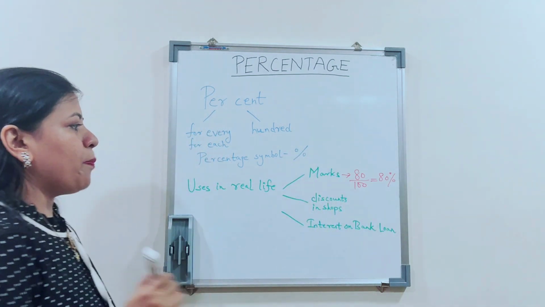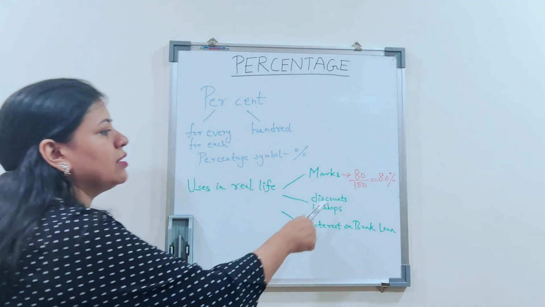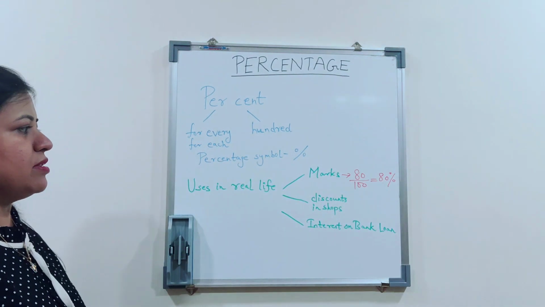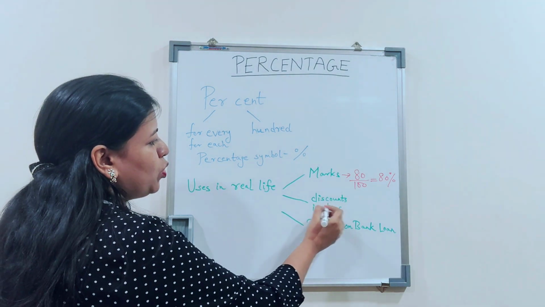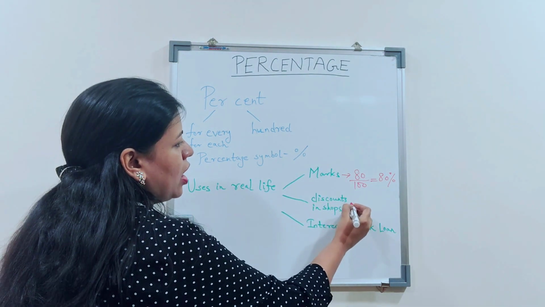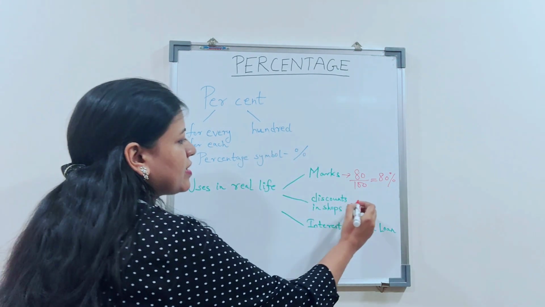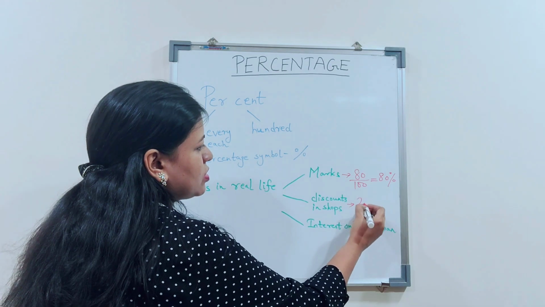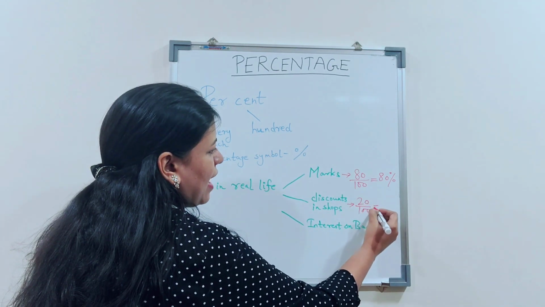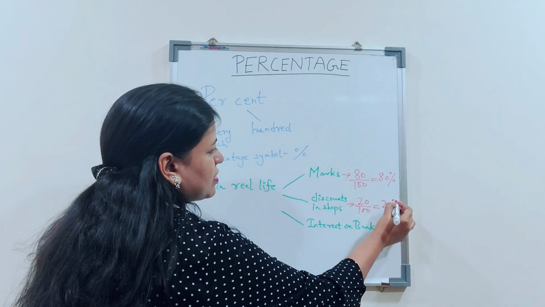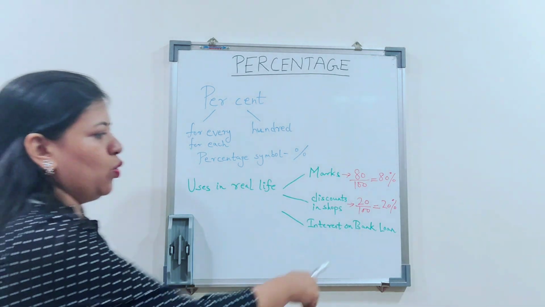Now when you go shopping, you must have seen that there are various shops offering discounts on various items. Suppose you enter a shop and you are offered a discount of say 20% on some items. Now what does 20% mean? 20% means 20 out of 100, which is written as 20%.